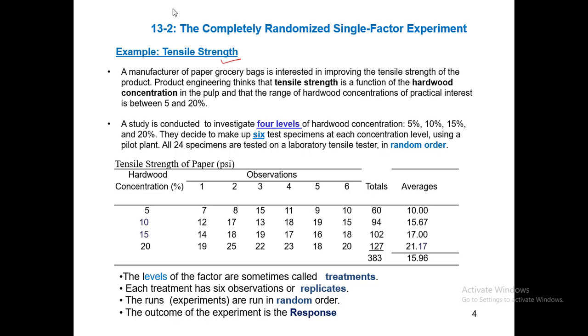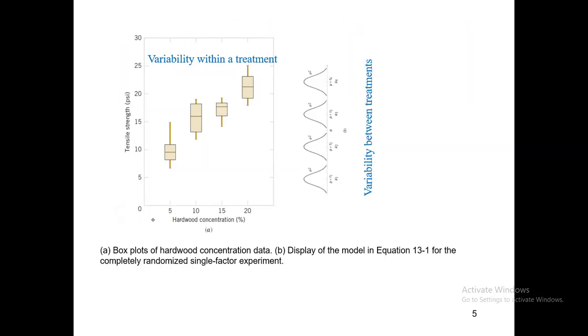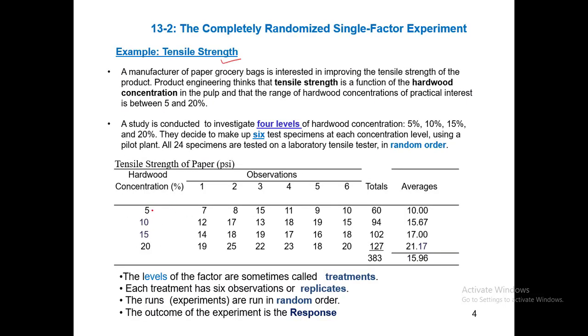Bismillahirrahmanirrahim. In this video, I will solve an ANOVA (analysis of variance) problem by hand. So basically, ANOVA is used to identify or analyze the effect of different treatment levels. Just like you can see there, we have four treatment levels of the hardwood concentration: 5, 10, 15, 20, and we want to analyze their effect on the tensile strength.